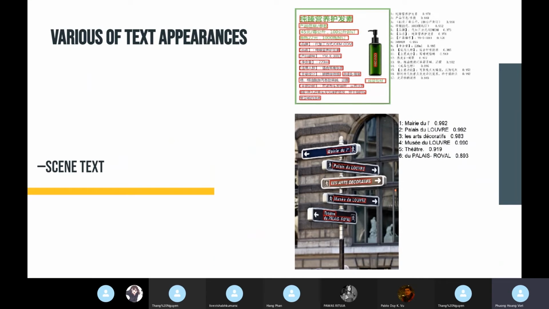Well, the OCR, or optical character recognition system, has been widely used in various application scenarios, such as office automation or factory automation. OCR is a technology which targets recognizing text in images automatically. And we have a variety of text appearances, and we can divide them into two main categories.